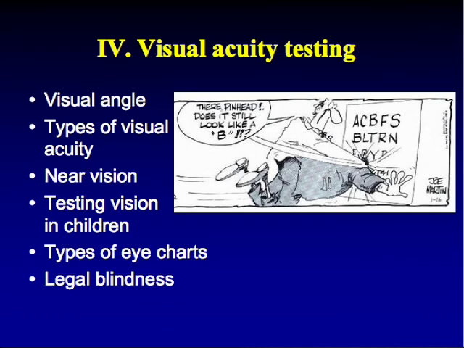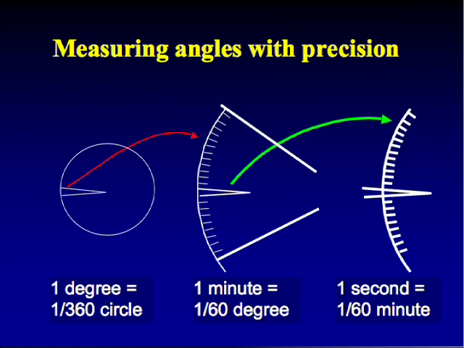So for visual acuity testing, we want to know a little bit about visual angle, the different types of visual acuity, near vision, how to test vision in children, the types of eye charts, and we'll review what causes legal blindness. Or not what causes it, but what defines it.